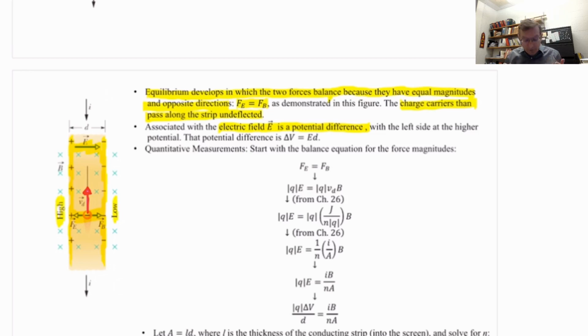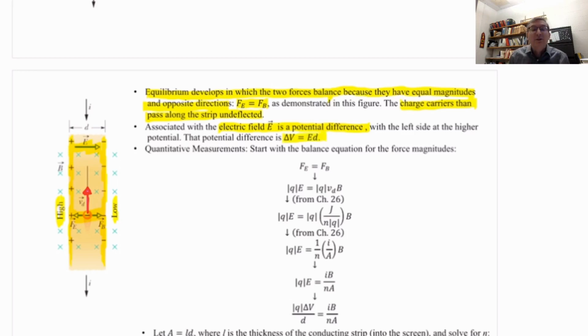And if I put the leads of a voltmeter across the strip, left side to right side, with the common lead on the right and the other lead on the left, the voltmeter would read a positive number, telling me that the left side had a higher potential than the right. And it's pretty easy to see what that potential difference will be between the two sides, the magnitude of it.